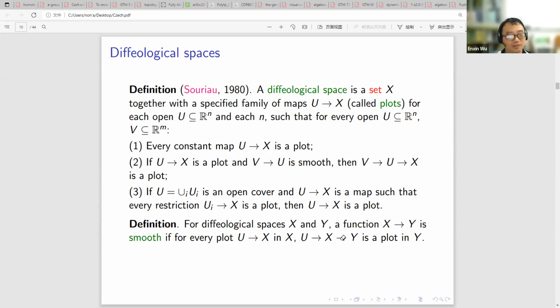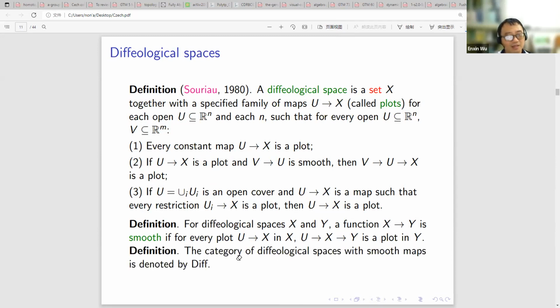So these are the basic objects we are going to study, and we need to talk about the maps between them. It's easy to define: given two diffeological spaces with these structures, a function is called smooth if the plots of the domain are mapped to plots of the codomain. This definition is extremely simple, right? We have objects and morphisms, so we get a category, and we denote it by Diff.